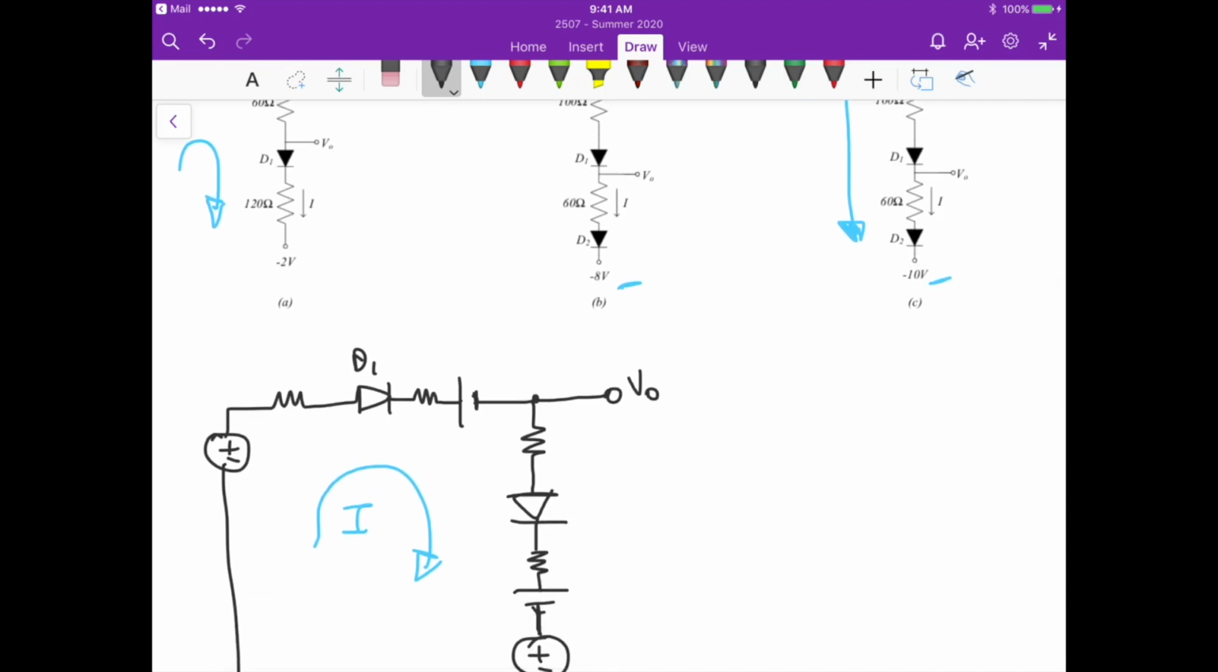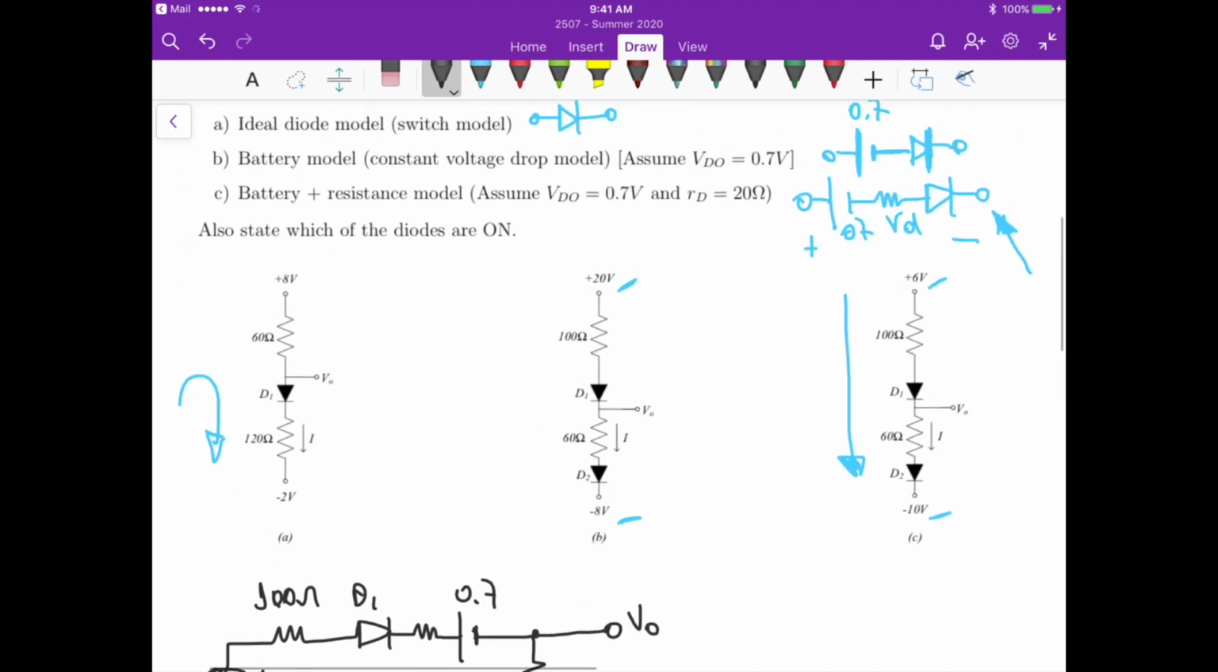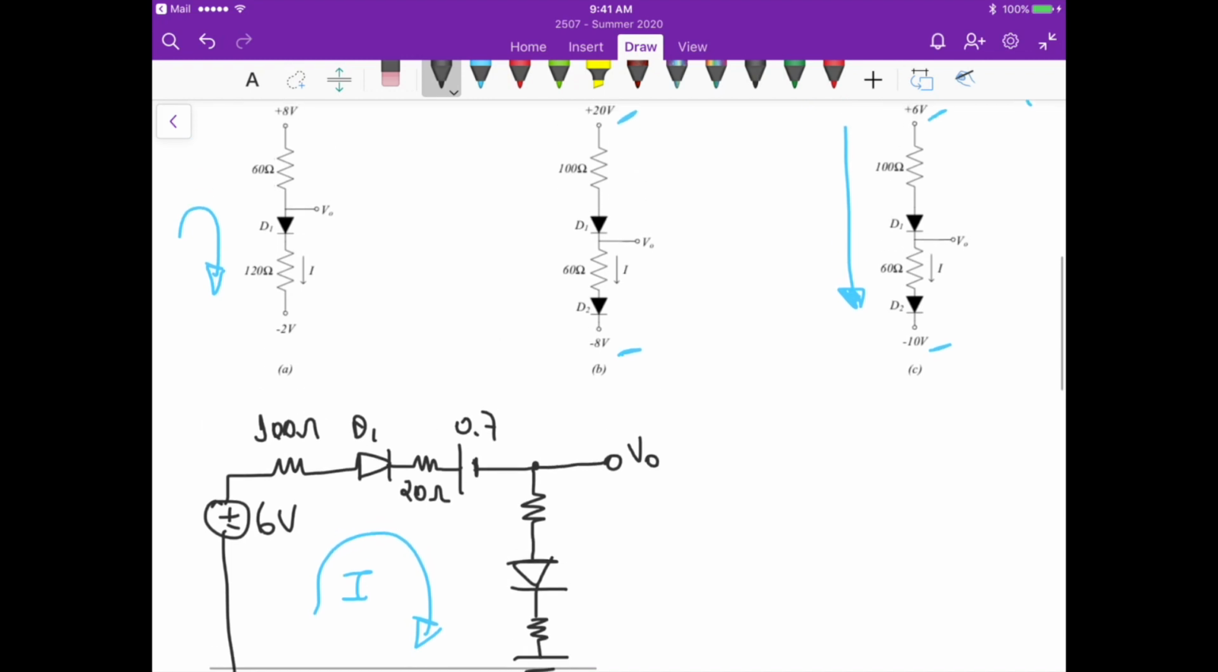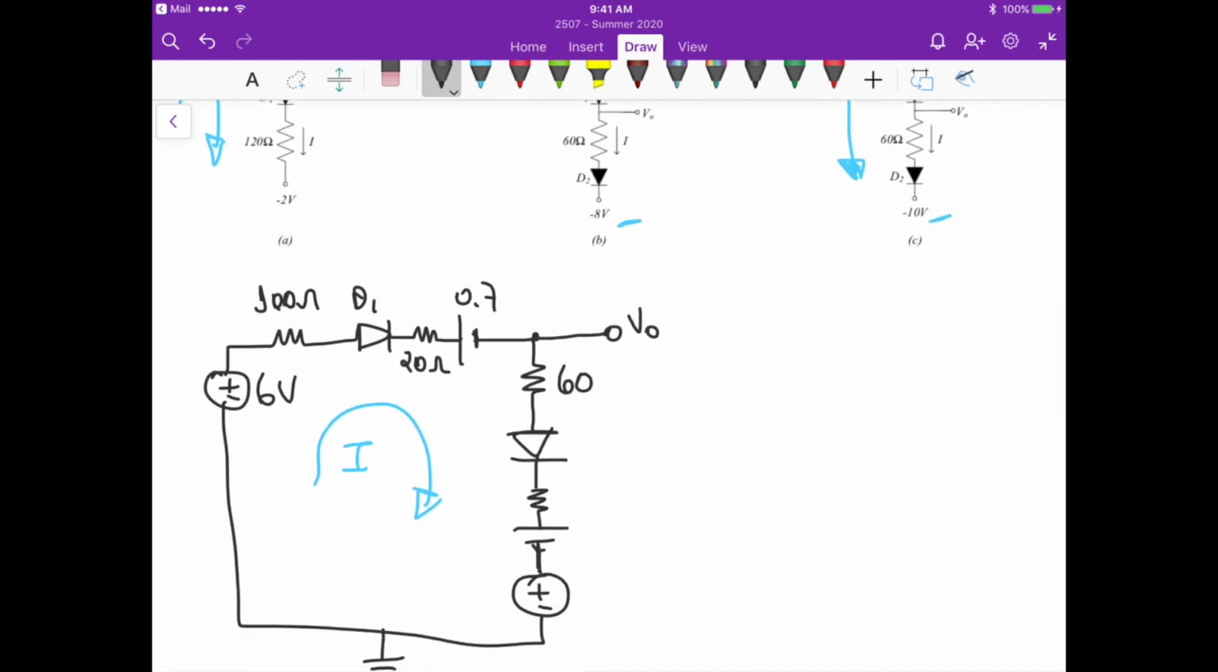So this one is 6 volts. This one is 100. This one from the battery model is 0.7, right? And the resistance RD is 20. This one here is the 60 ohm. This one is 20 again. This is 0.7 and this is minus 10 volts.